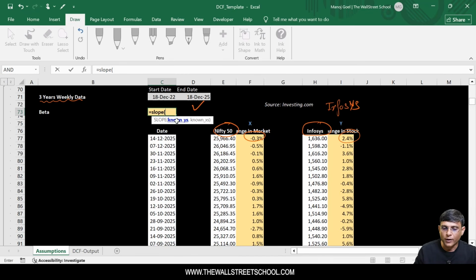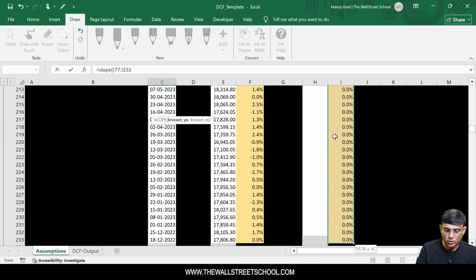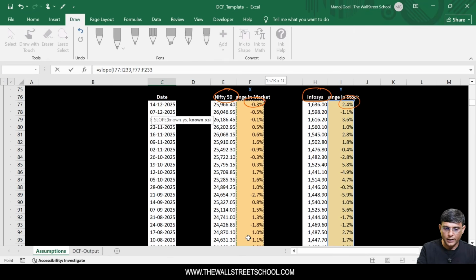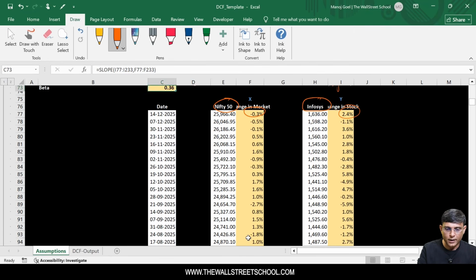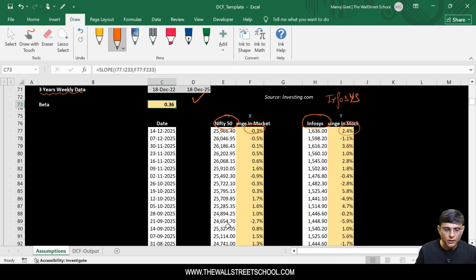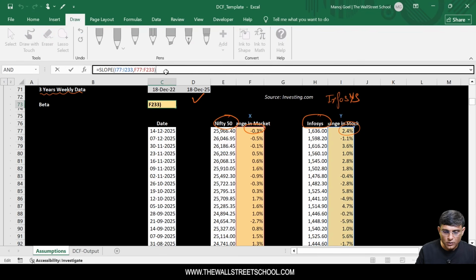So Y means always the stock price change. So link the price change in the stock, this entire array, comma, link this market change, again this entire array, and enter. Okay, so I got this beta 0.36.